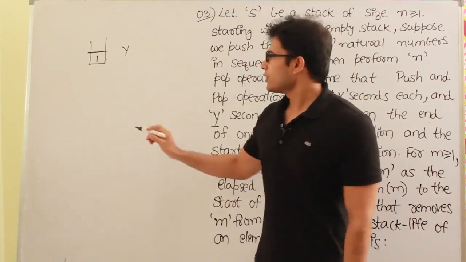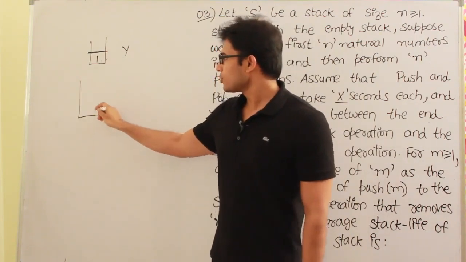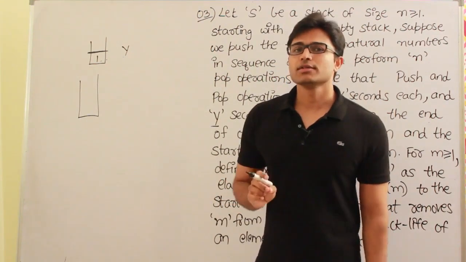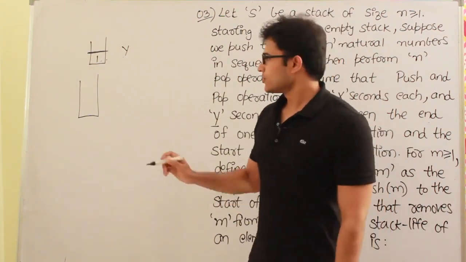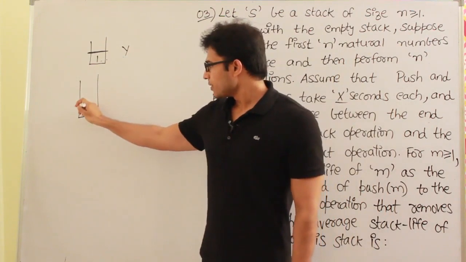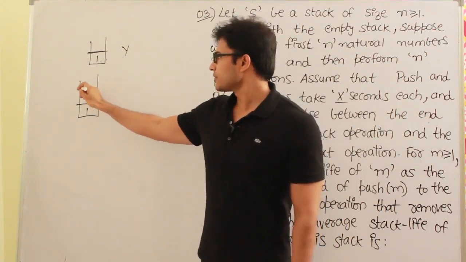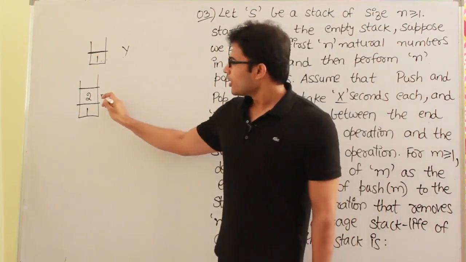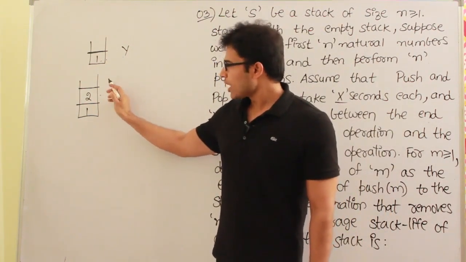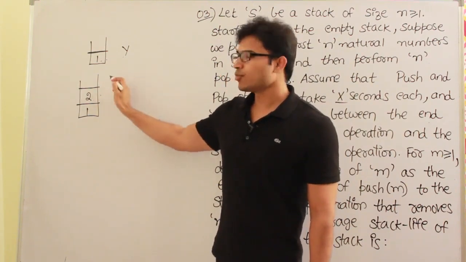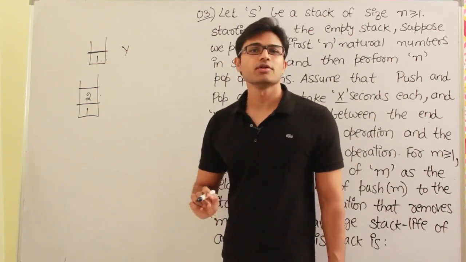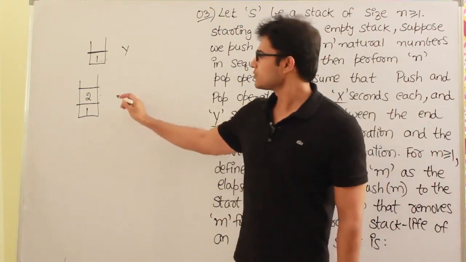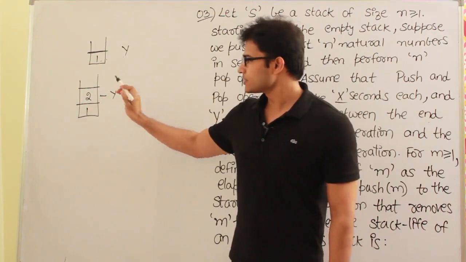Got it? Now if there are two elements, let us say I want to push two elements and then pop them off, and I want to see what the average lifetime is. So let us say I push one element and then push the second element. Now I want to see the time elapsed. For the lifetime of 2, I push it and then immediately pop it. So how long is 2 going to be in this stack? It is going to be there for exactly y seconds. So the lifetime of the top element is always y seconds.